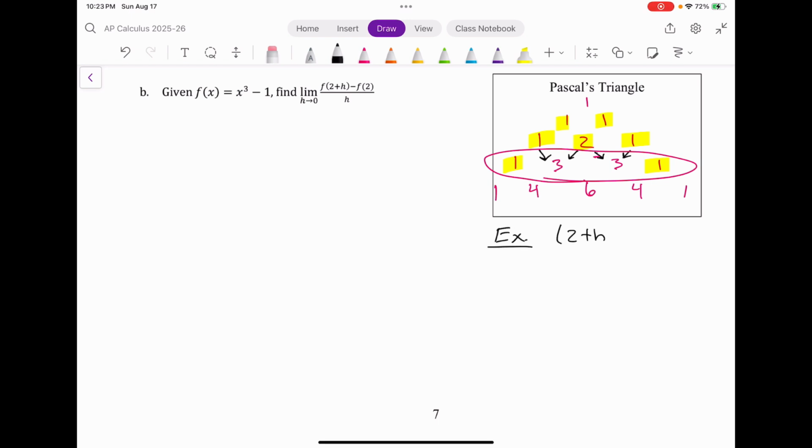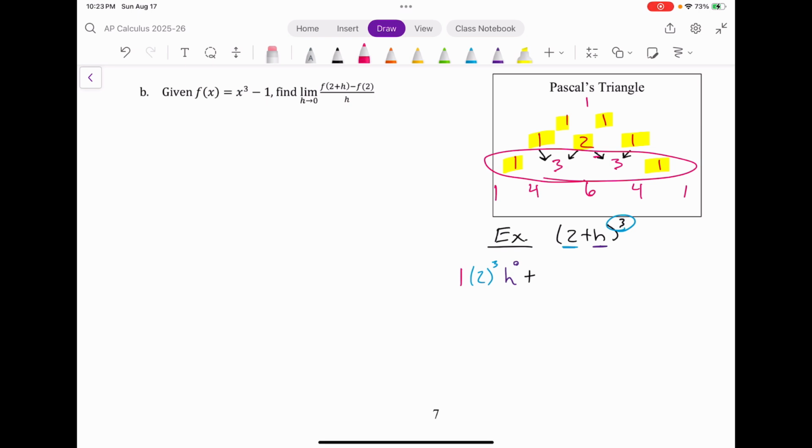2 plus h cubed. We are looking at that fourth row that I've circled because it's to the third power. We start with that coefficient, that 1, and then we take the first term of the binomial, 2, raise it to the power that the binomial is being raised to, and then the last term of the binomial, h, is raised to the 0th power. And so it follows this pattern.